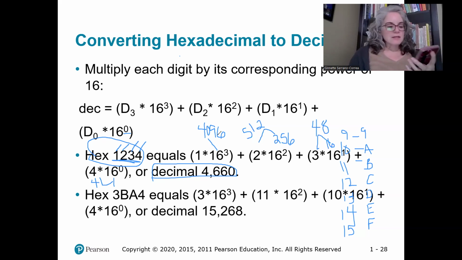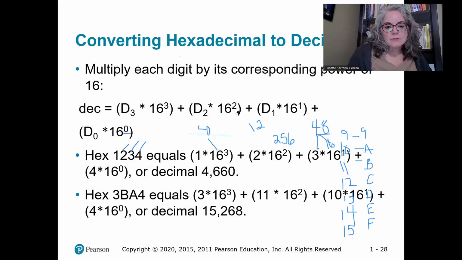So then I'm going to add 4,096 plus 512 plus 48 plus 4. And that will give me 4,660, if I did all my math correctly, which I did. That's what it equals. And I'll show you how to check that, how to go from decimal to hex, in the next slide, I think. So let's erase this and do the next example.